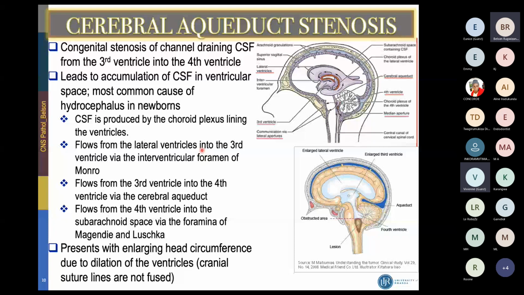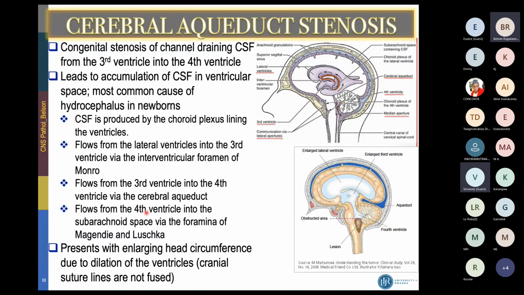So the spinal cord itself, in the spinal cord area, there is no production of cerebrospinal fluid. The one circulating there is produced intracranially. So the obstruction here will cause the spinal cord to lack the fluid, and the fluid accumulate intracranially. So the fluid flows from lateral ventricles into the third ventricle via the interventricular foramen of Monroe. It flows from the third to the fourth ventricles via the cerebral aqueduct, which now is the concern here.